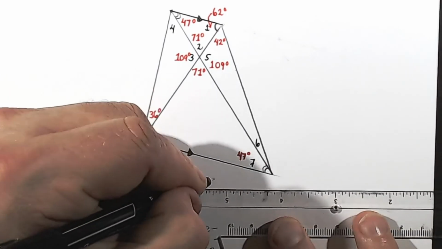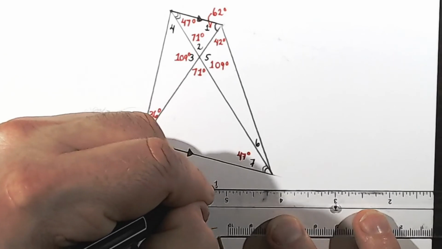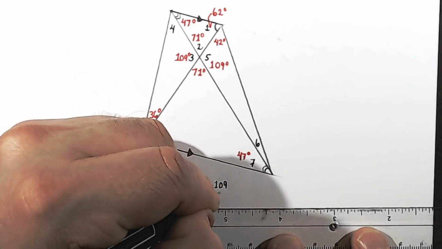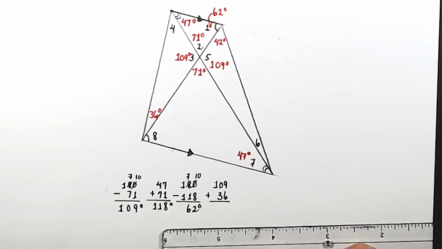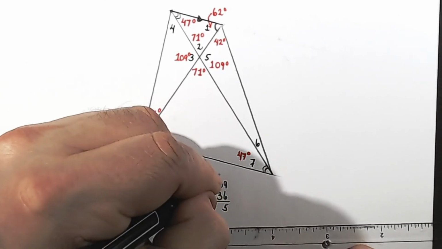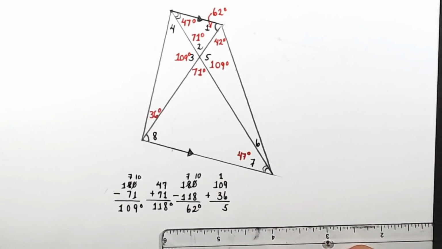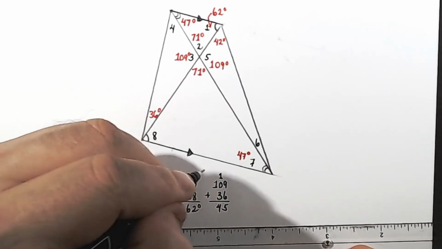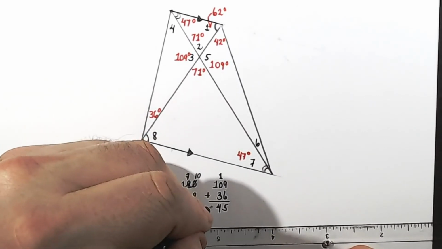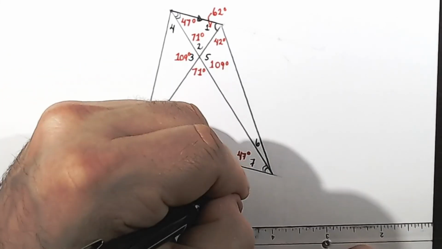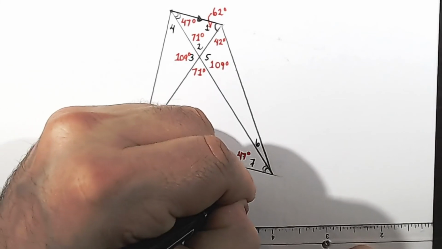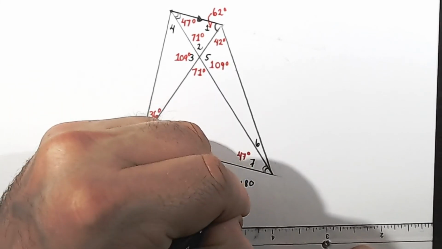Let's add 109 to 36. Nine plus 6 is 15. Carry the 1. 0 plus 3 plus 1 is 4. And we bring down the 1. So they add to 145 degrees. And if we take that from 180, we'll have angle 4 by the triangle angle sum theorem.